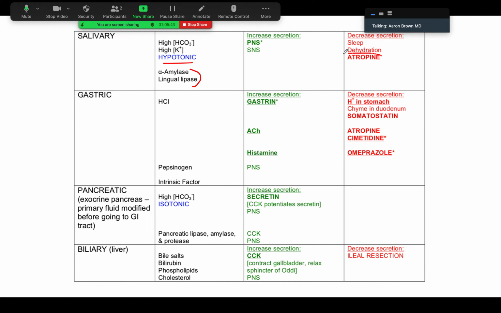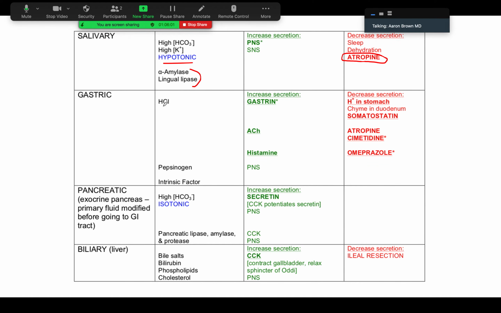And so this atropine is always important. Whenever you see this atropine, you're obviously thinking that that is the anti-parasympathetic, right? And so if we're saying that atropine decreases secretions here, that means parasympathetic must be very active here.